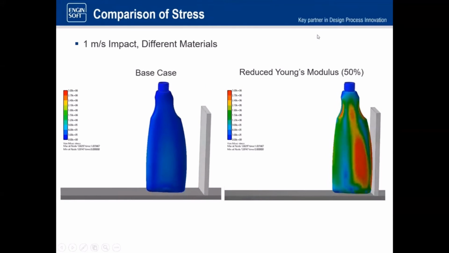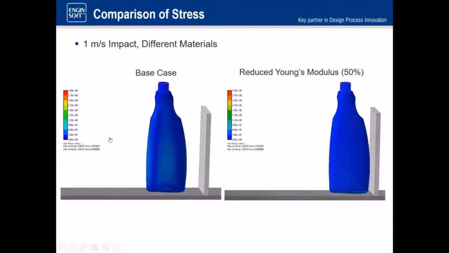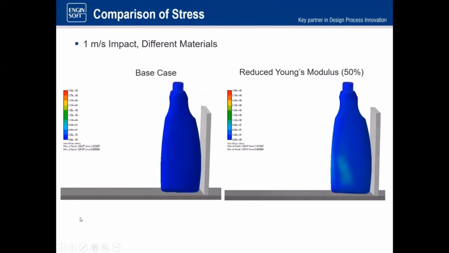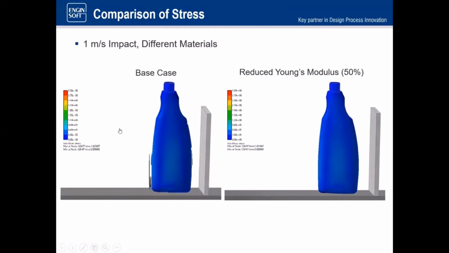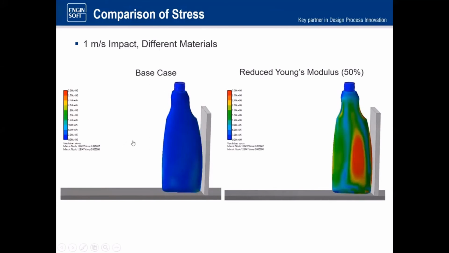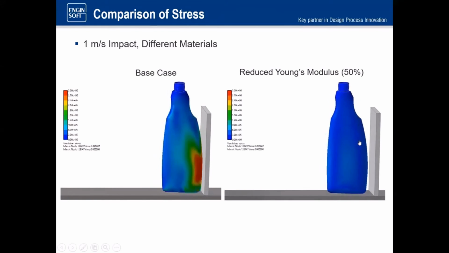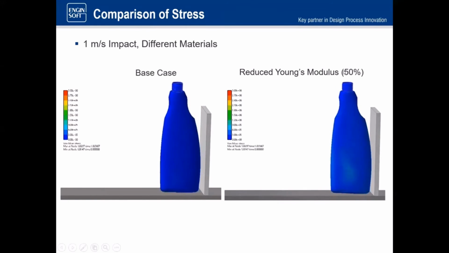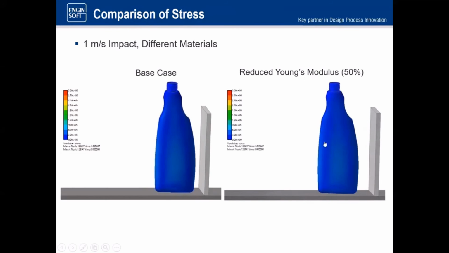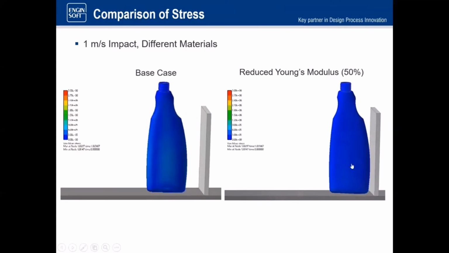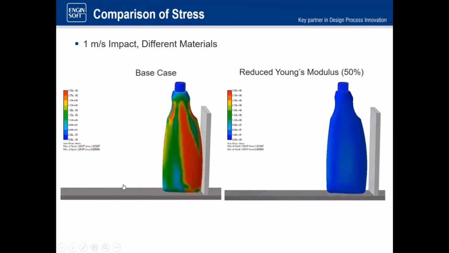Okay, so in both situations, we're going to have impacts at 1 meter per second. On the left, we have the base case where we have the standard modulus. And on the right, we're experimenting to say, well, what if we reduce the Young's modulus of the bottle by 50%? How does that influence the stresses seen by the bottle?